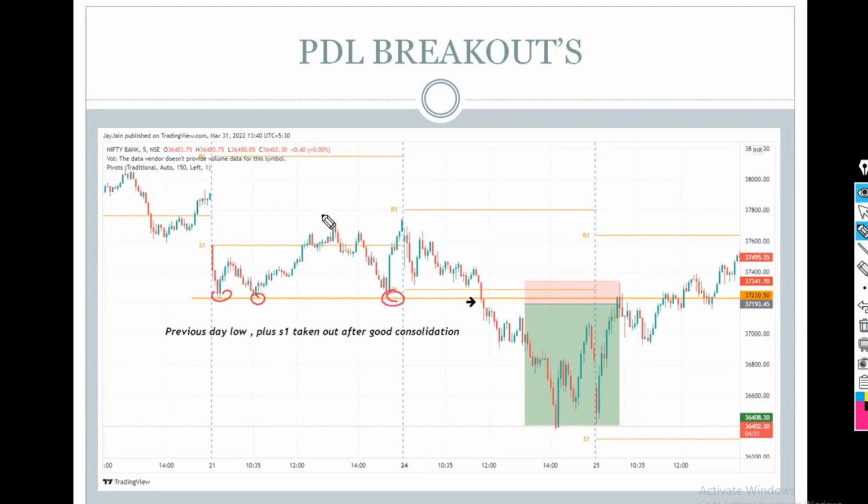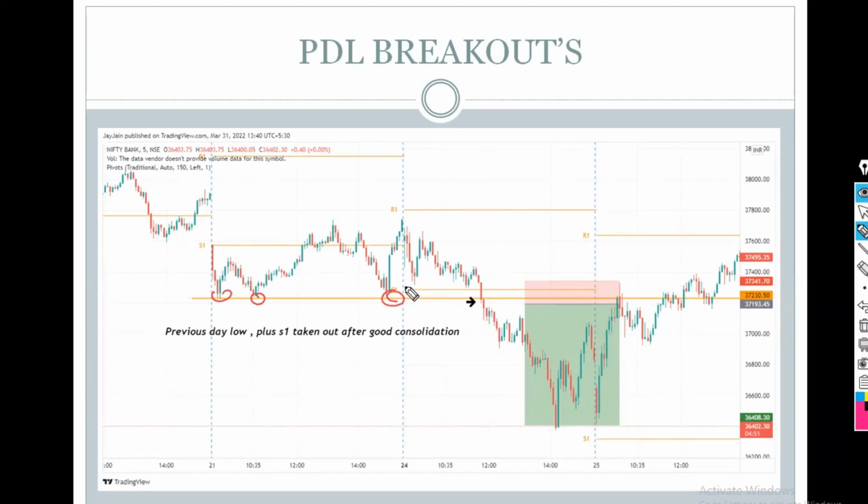Next day, the market opens within the previous day high and previous day low. It consolidates, spends some time over here, gives a breakout, and then we see a strong move on the downside, correct? I hope you are getting the point over here. You may have some queries as to when to enter, when to exit, where to keep the stop loss. All of that will be covered.